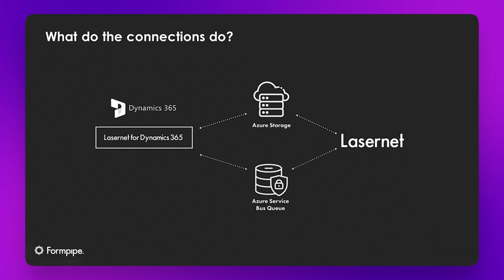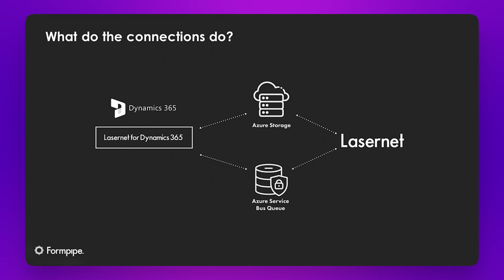If we look at this very simple diagram here, we can see on the right hand side we have our Lasernet solution and on the left hand side we have Dynamics. So what happens is when we run a report in Dynamics, the Lasernet connector picks up on that and it transforms the data from Dynamics into a format that the Lasernet core solution can use. Then it sends that message to the Azure Service Bus. The Lasernet core solution is constantly polling that Azure Service Bus to see if there's anything new. When it sees that message, it pulls it into Lasernet.